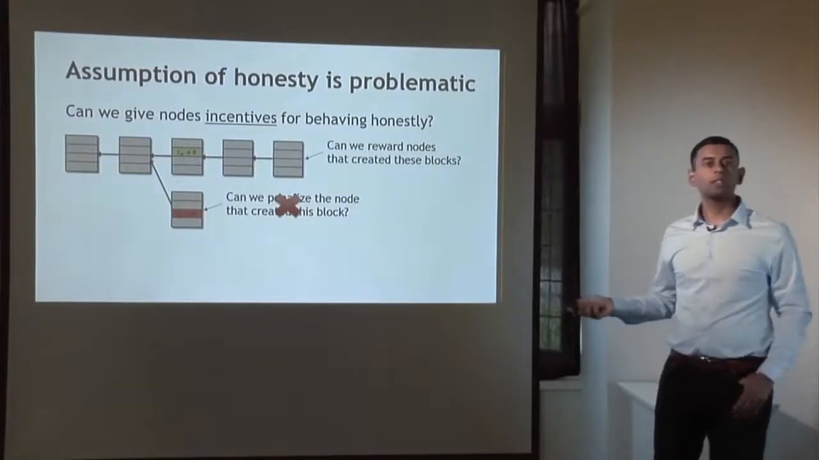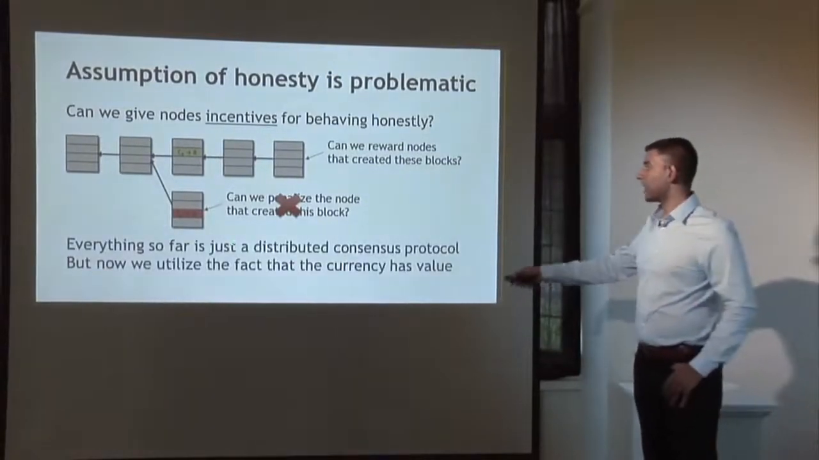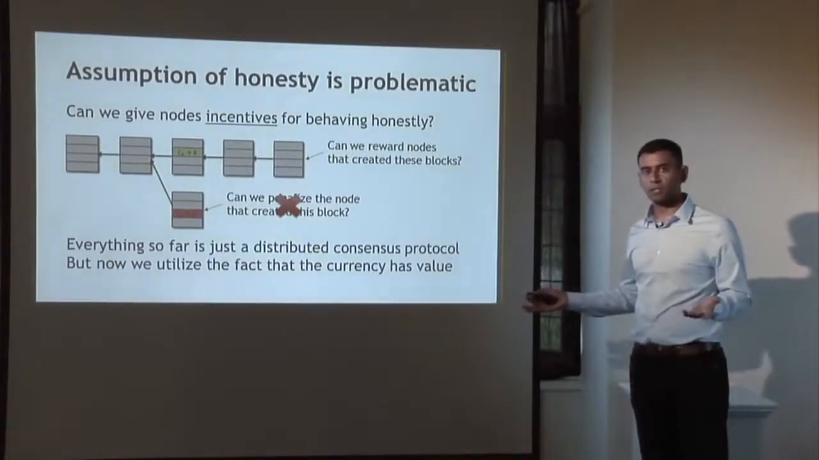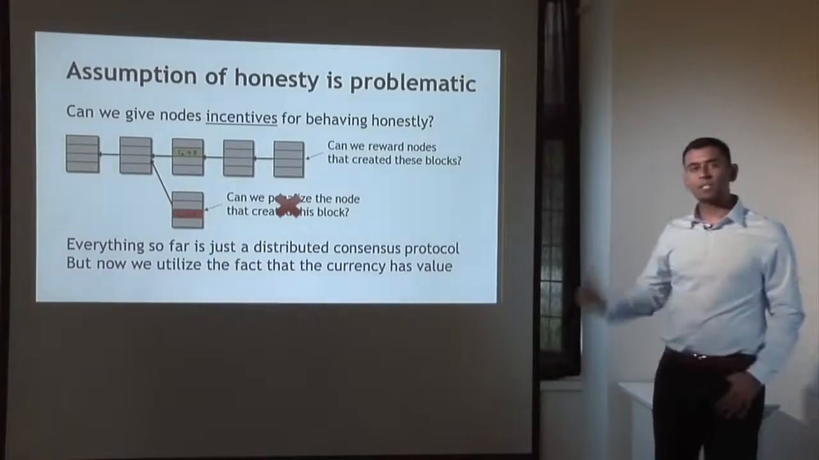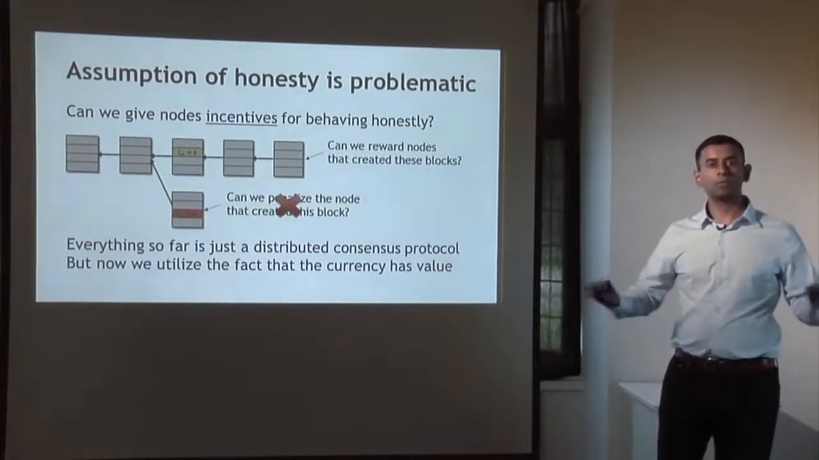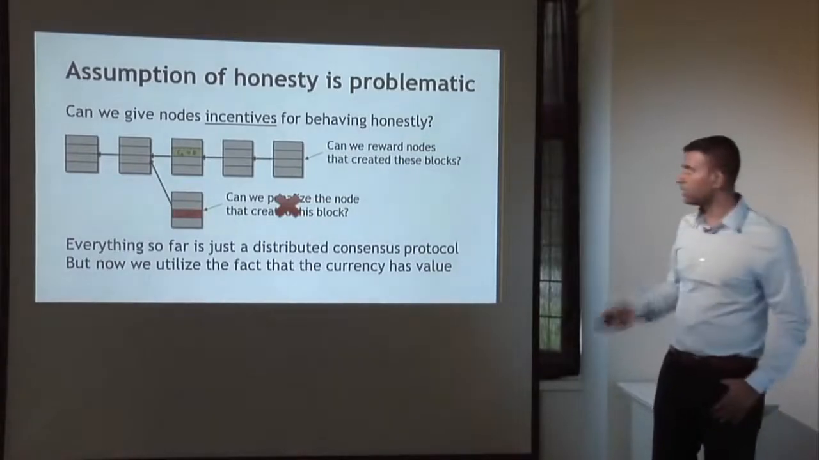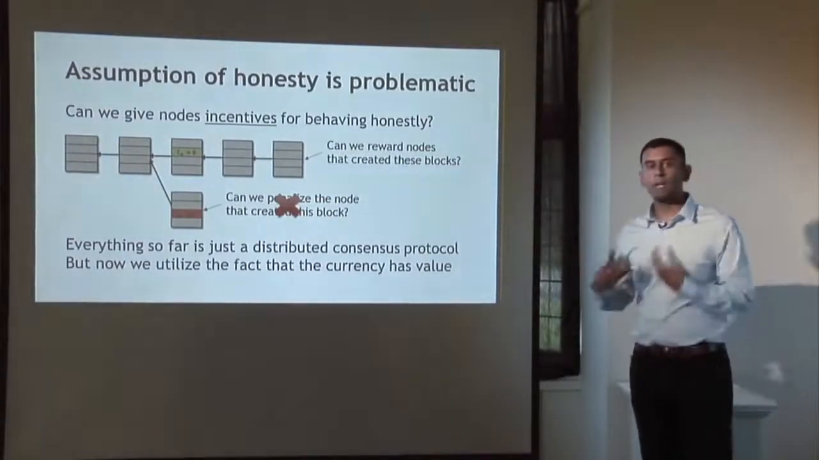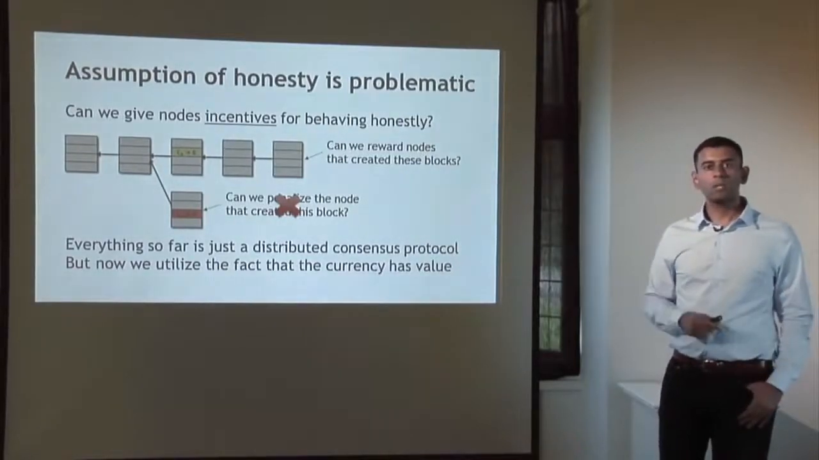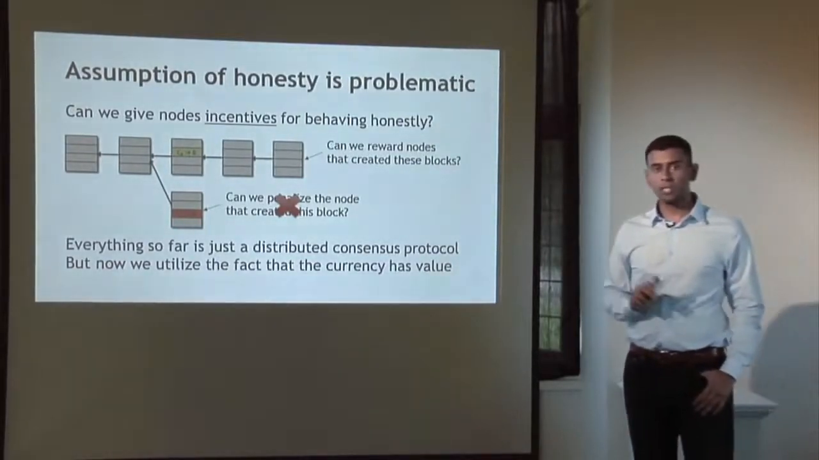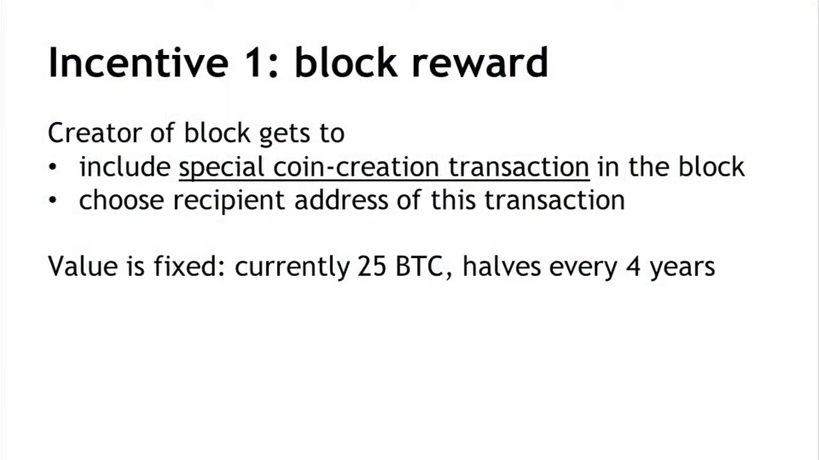So how are we going to do that? Well, so far, everything that I've said is just an abstract algorithm for achieving distributed consensus. Now we're going to break out of that model. What I'm going to say now is specific to the fact that what we're achieving through this distributed consensus process is in fact a currency. And we're going to incentivize these nodes by paying them in units of this currency. So how do we do that? There are in fact 2 separate incentive mechanisms in Bitcoin, and the first one is called the block reward.